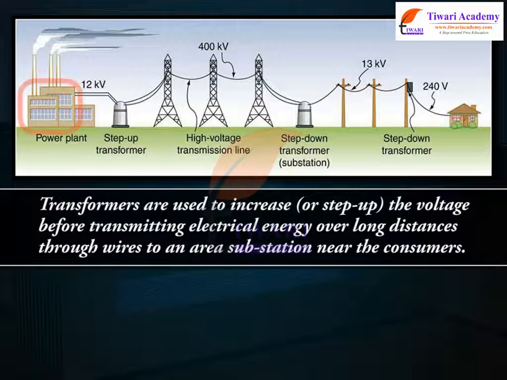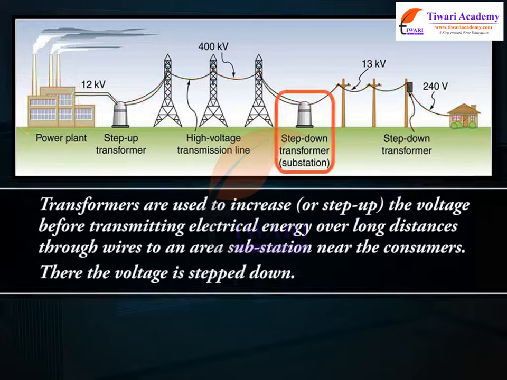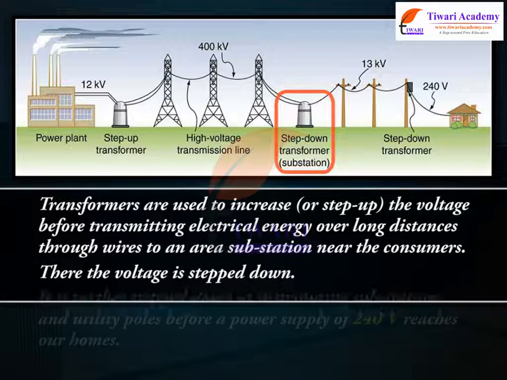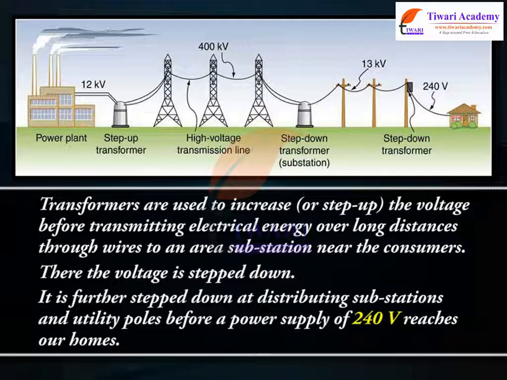Transformers are used to increase or step up the voltage before transmitting electrical energy over long distances through wires to an area substation near the consumers. There, the voltage is stepped down. It is further stepped down at distributing substations and utility poles before a power supply of 240 volts reaches our homes.